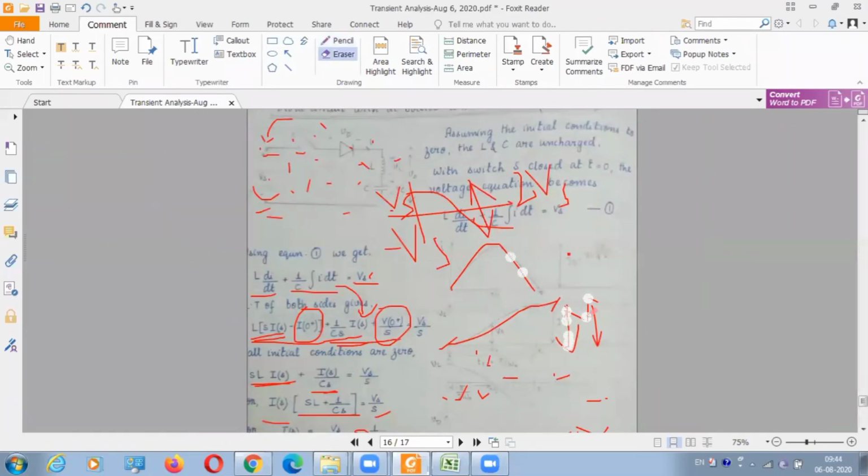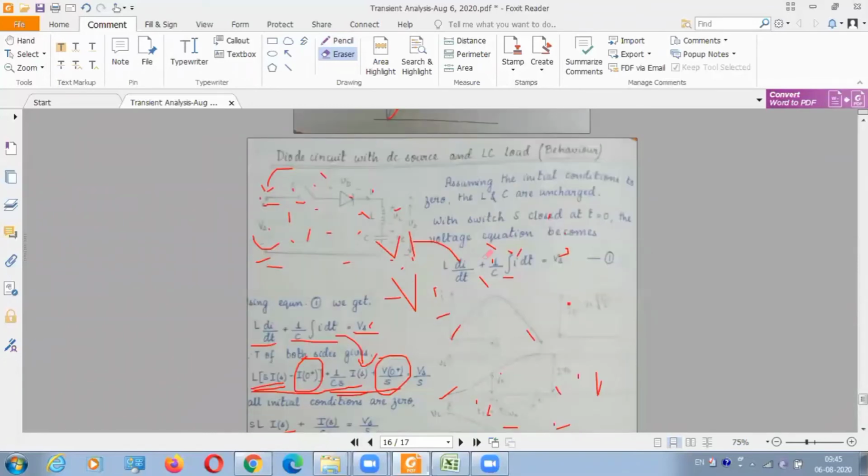At time t equal to infinity, what will be the scenario? Now next question he has asked, t equal to infinity, which is steady state. That is very good question. I was coming to that.